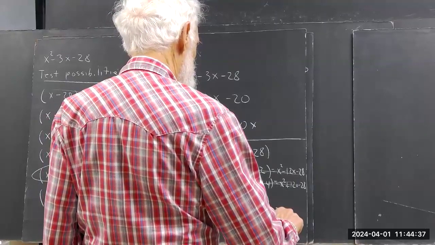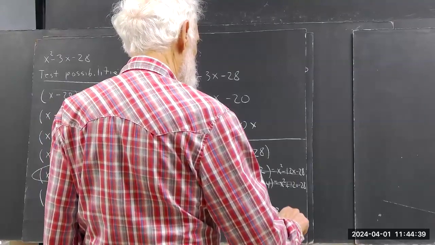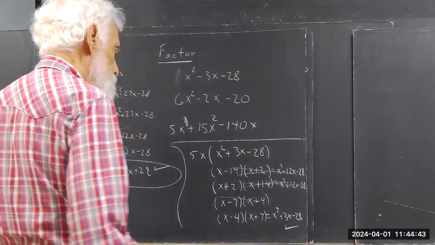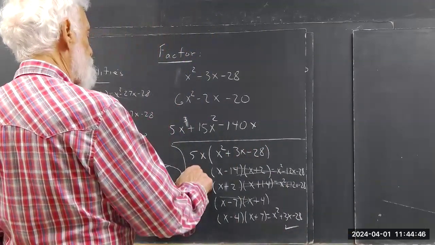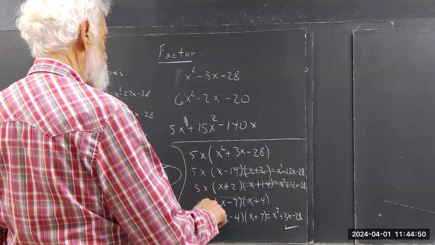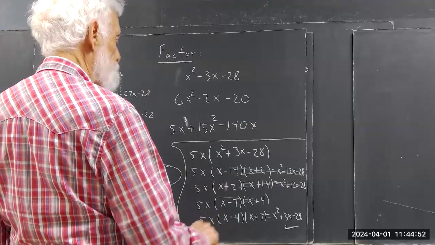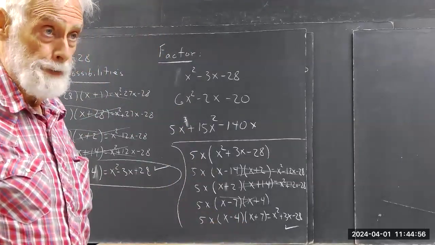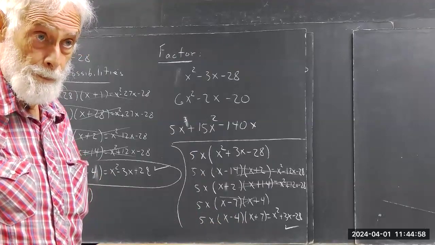And then I've got x squared plus 3x minus 28. And that's it. And then I write my 5x out front. I didn't do that before because I didn't want to confuse things for the entire expression. There it is.